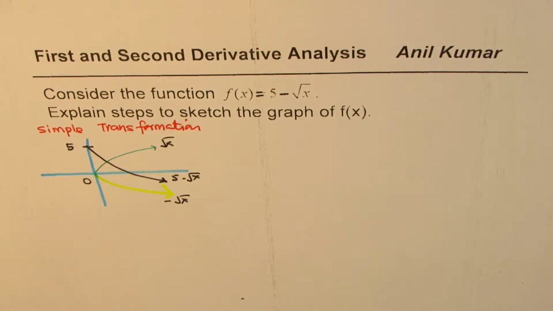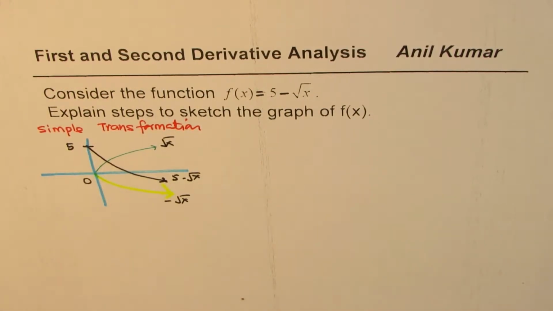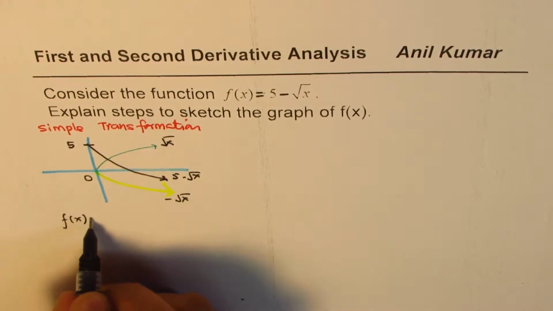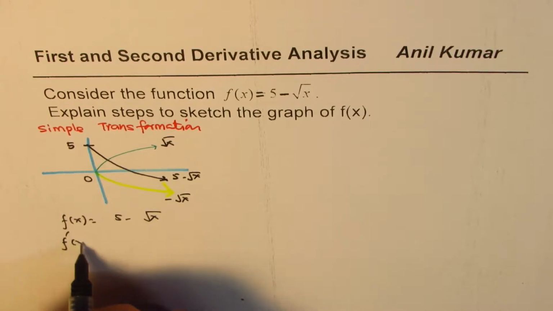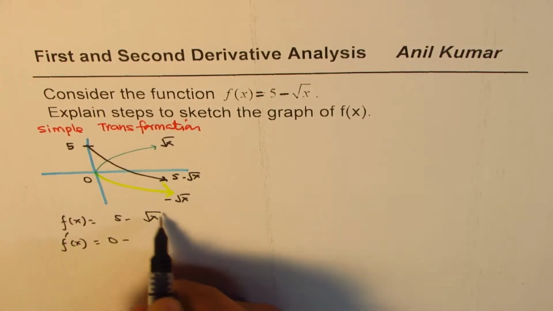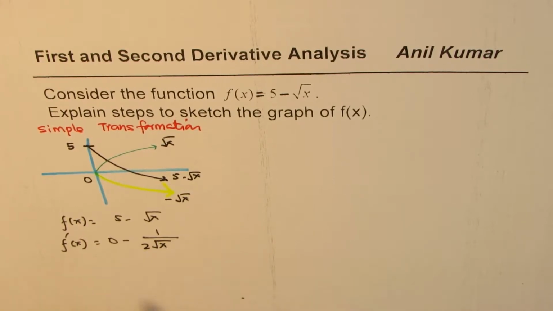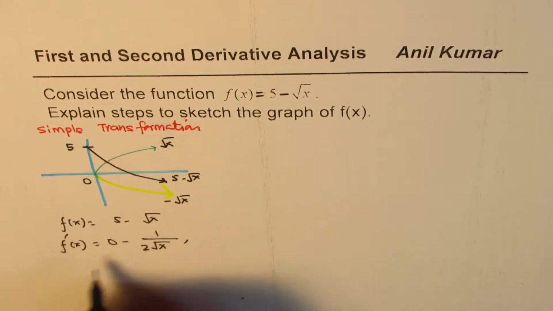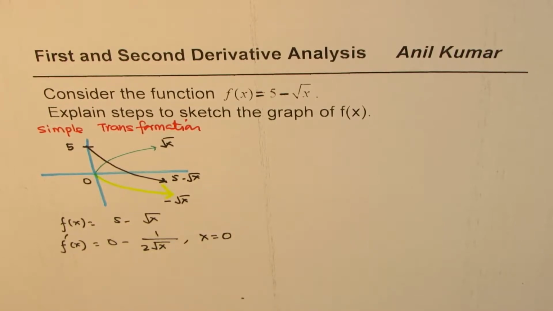Now the point here is to also understand how to sketch using the first and second derivatives. So let's analyze the function. We know f of x equals 5 minus square root of x. So the derivative of this function is 0 minus the derivative of this, which is 1 over 2 square root x, correct? Now clearly the critical number is at x equals 0, where it is undefined.